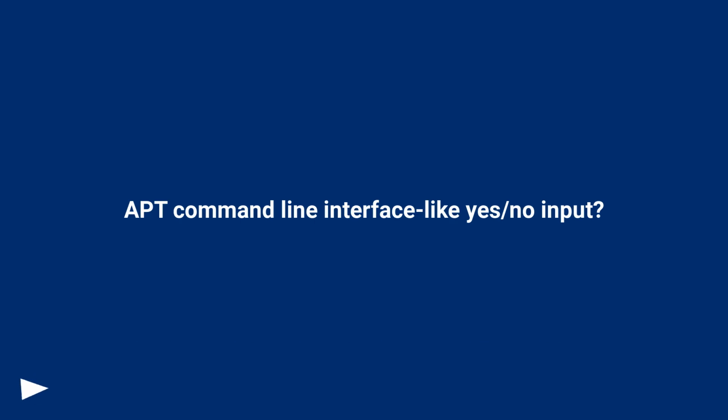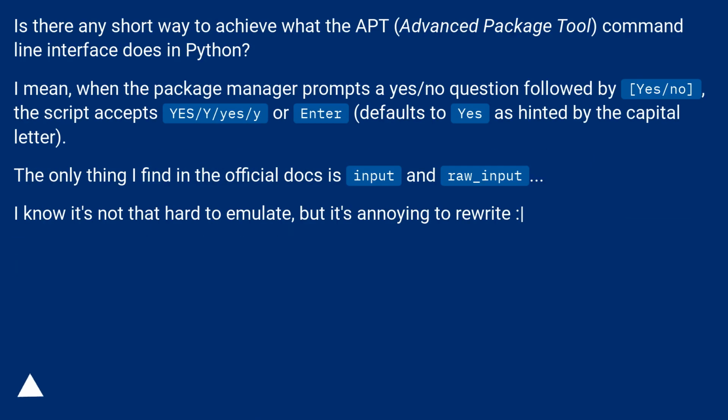APT command line interface like yes/no input? Is there any short way to achieve what the APT, Advanced Package Tool, command line interface does in Python? I mean, when the package manager prompts a yes/no question followed by yes/no, the script accepts yes/y/yes/y or enter, which defaults to yes as hinted by the capital letter.